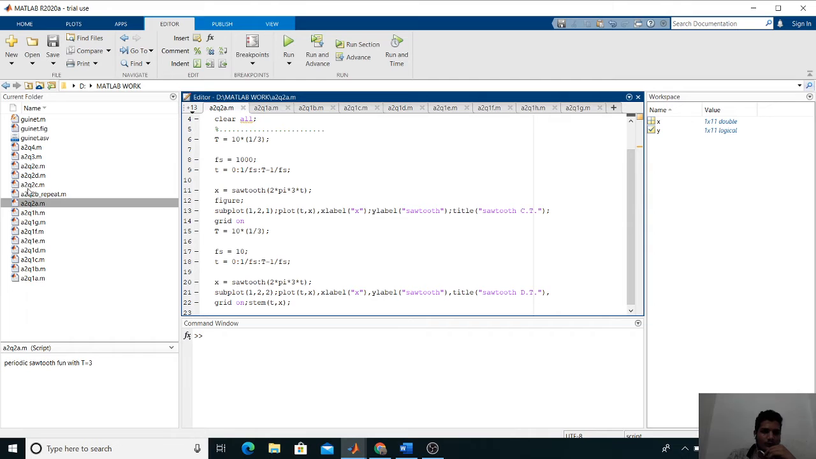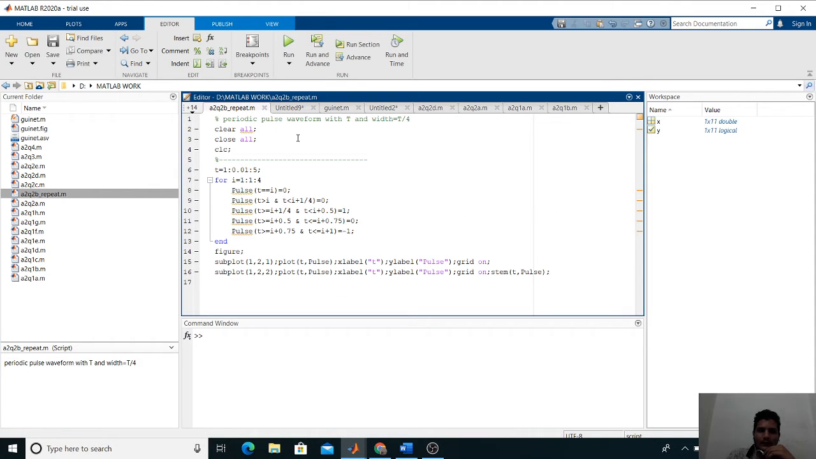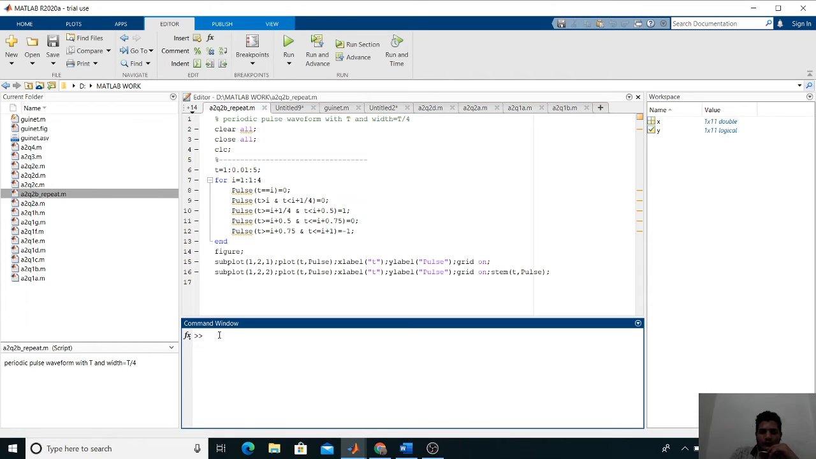Okay, so next we move to another one, that is the periodic pulse wave. I am generating a periodic pulse waveform with time period T, and its width is equal to T/4. So I have made the conditions. I have taken t as this, and made the conditions: if t is equal to i, then it equals 0; t greater than or equal to i and less than or equal to i plus 1/4, it is 0; and t greater than or equal to i plus 1/4 and t less than 0.5, it equals 1; and similarly this condition for 0 and again. So it makes a square waveform with time period T and its width T/4. Let's run it and see if it is coming out or not.